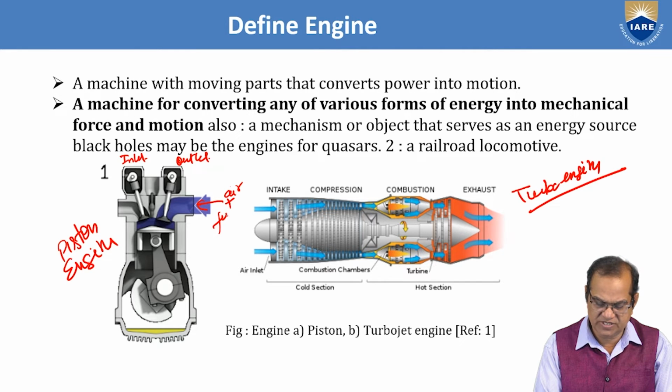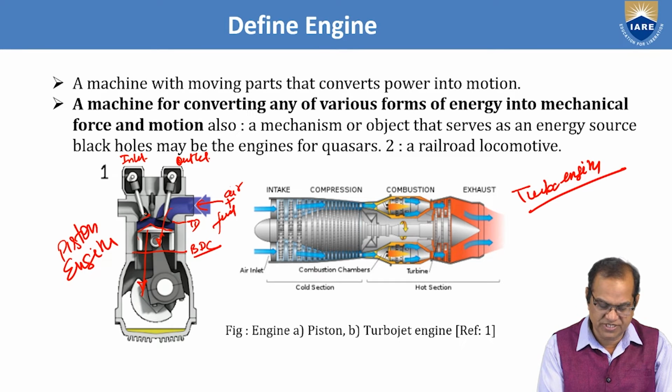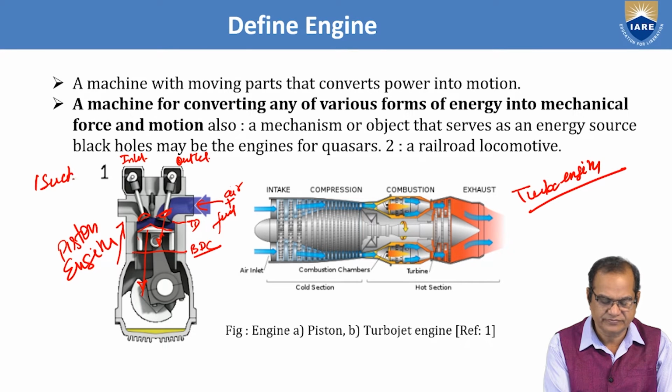Sometimes an air and fuel mixture will enter here. There is a piston here, and this piston will be moving and sucking in the air. After reaching the TDC, or the BDC, bottom dead center, both valves will be closed, and then the compression will take place. So first is suction, second is compression.